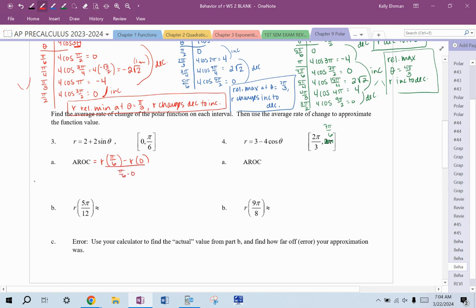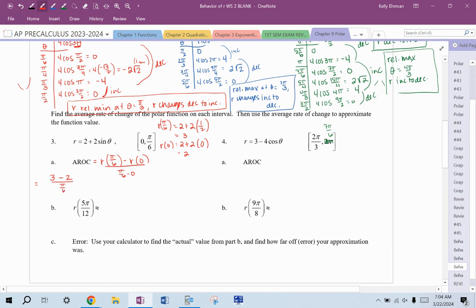All right, so what is r of pi over 6? That's 2 plus 2 times the sine of pi over 6, which is 1/2. So 2 plus 1 is 3. And what is r of 0? That's 2 plus 2 times the sine of 0, which is 0. So that's 2. So this is going to be 3 minus 2 over pi over 6.